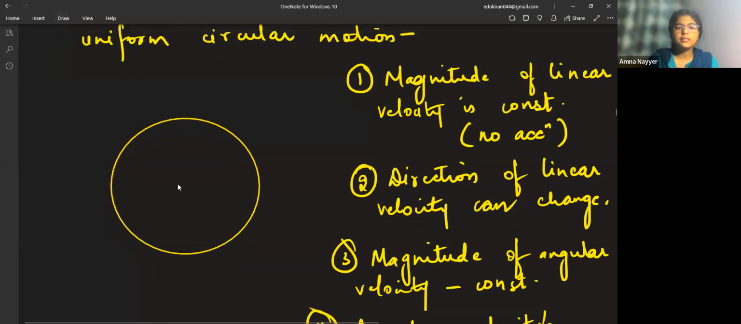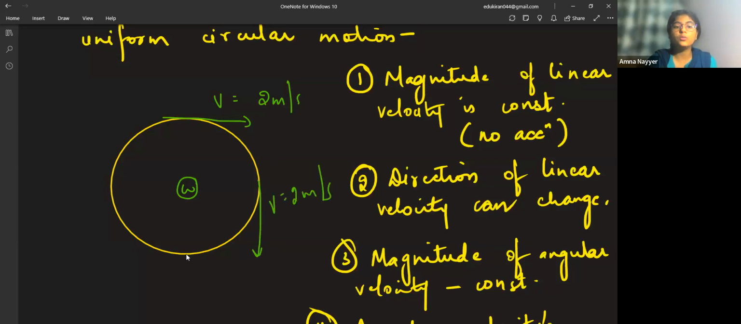Now see, angular velocity is the same. This is tangential velocity. Let's say the velocity is 2 meters per second. For uniform circular motion, the velocity's magnitude throughout should be 2 meters per second. This has to be 2 meters per second.